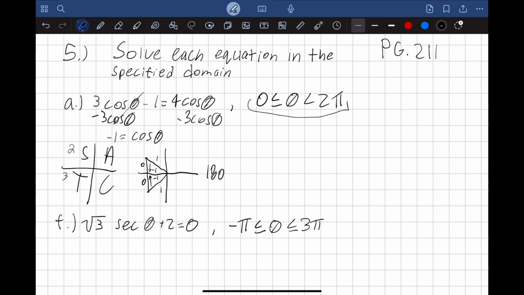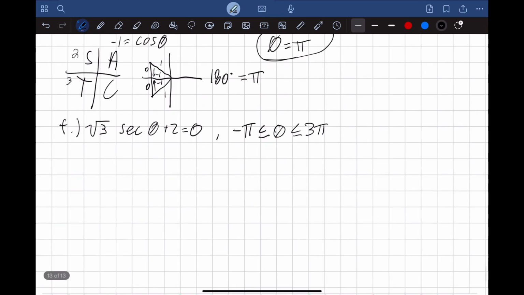which is 180 degrees. Lastly, you just simply convert that into radians, which is just equal to pi because our specified domain is in radians, which means that our answer is just theta is equal to pi. We do not have any coterminal angles in our specified domain, so that is our only answer.